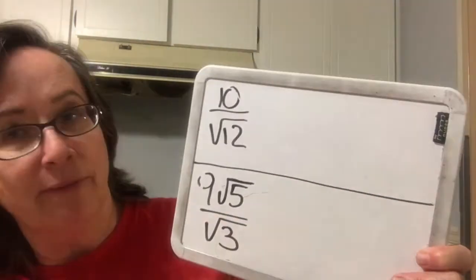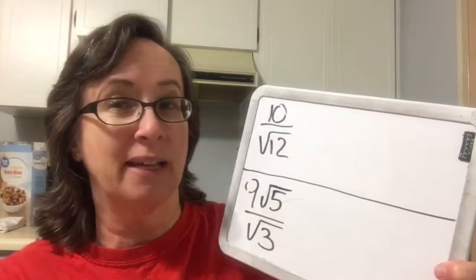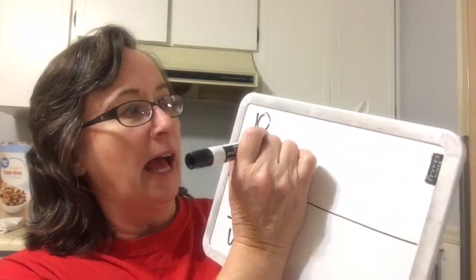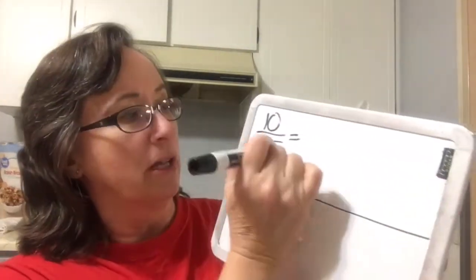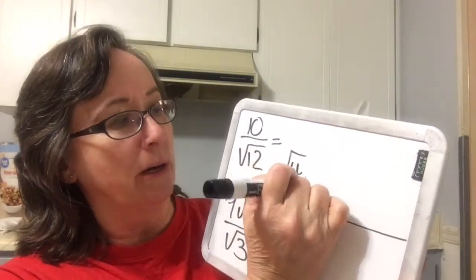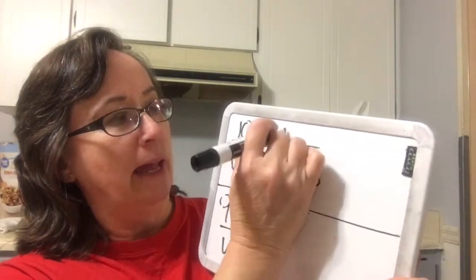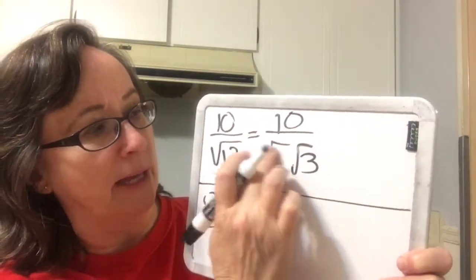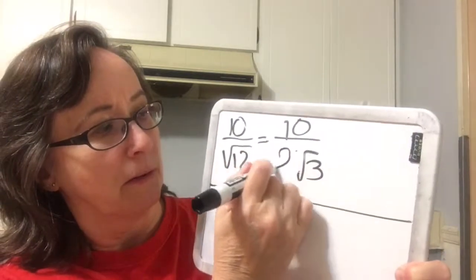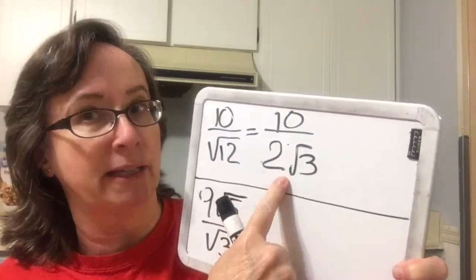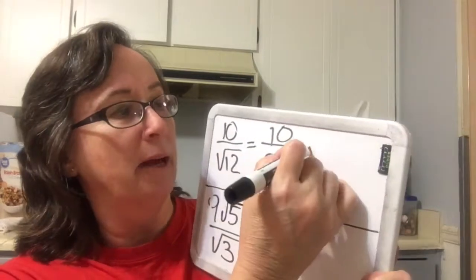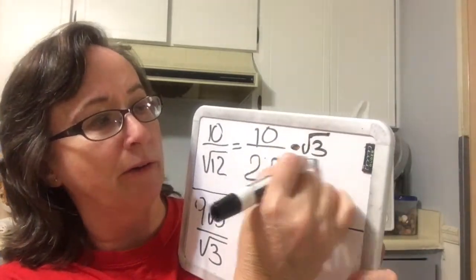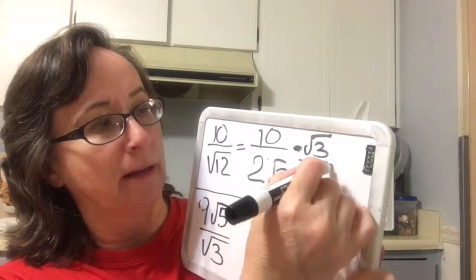All right, so now let's look at the next one. We have 10 over the square root of 12, but again, square root of 12 is not simplified. I usually simplify first. So I would make that the square root of 4 times the square root of 3, and this square root of 4 is then going to become a 2. So now that I've simplified the denominator, I'm going to multiply by 1 in the form of square root of 3 over square root of 3.